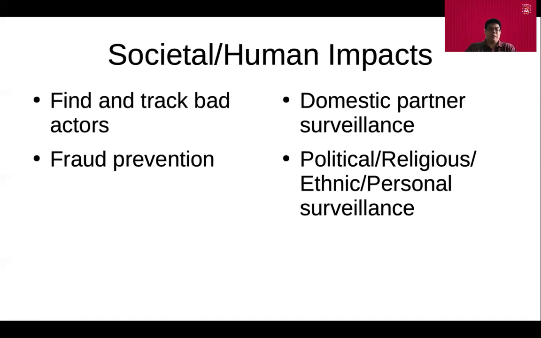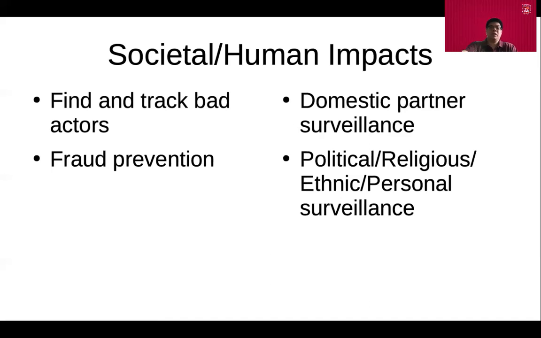So also, to try to wrap up here, there's one extreme that says, well, all this data collection, tracking, and fingerprinting can be used to find bad actors. On the other side, it can also be used for domestic partner surveillance. There's a lot of domestic abuse and domestic violence out there, so this can be used to enable that. It can also be used to do unethical things. I think of political, religious, ethnic, personal persecution based on all this surveillance and tracking that can be done. And this is happening on the right.